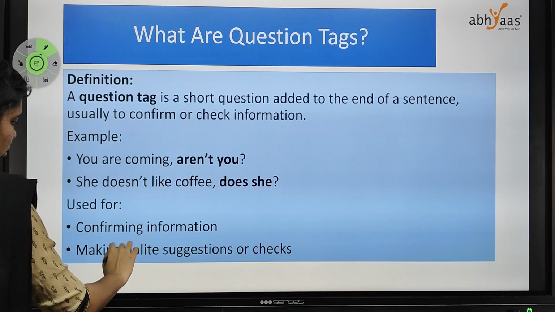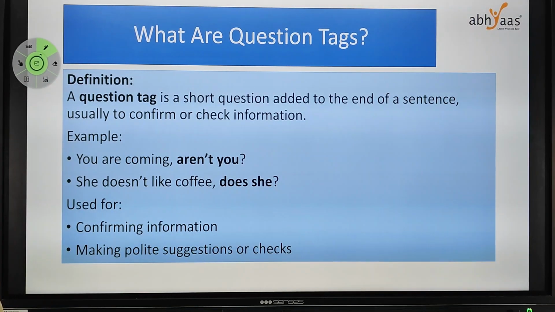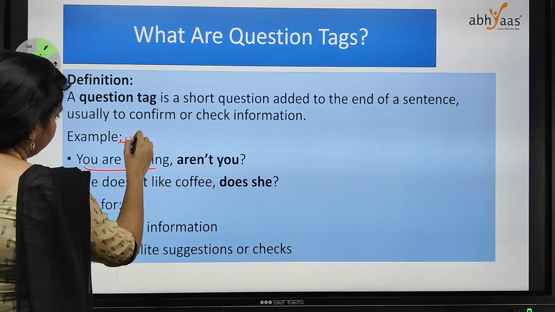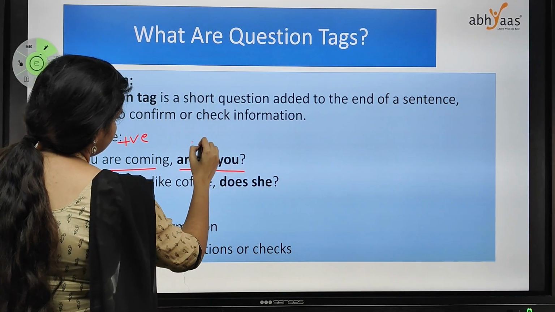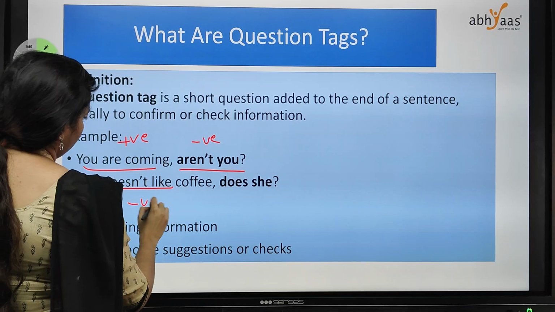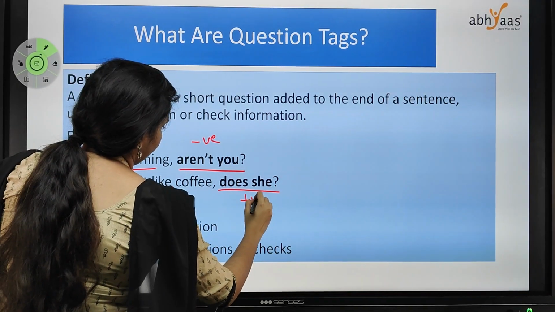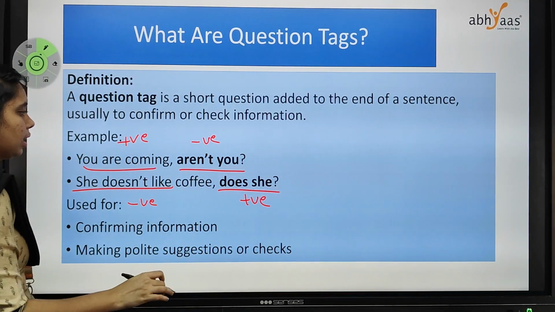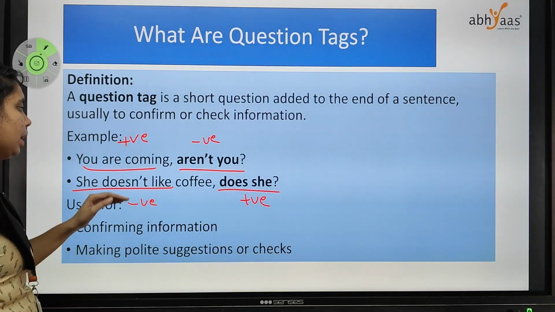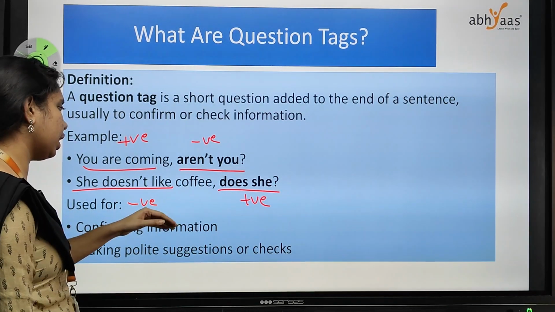Generally it is used for confirming information and making polite suggestions. If the sentence is in a positive tone, the question tag becomes negative. If the sentence is in a negative tone, the question tag becomes positive. Negative is nothing but when you have not present. You are coming, aren't you? She doesn't like coffee, does she?